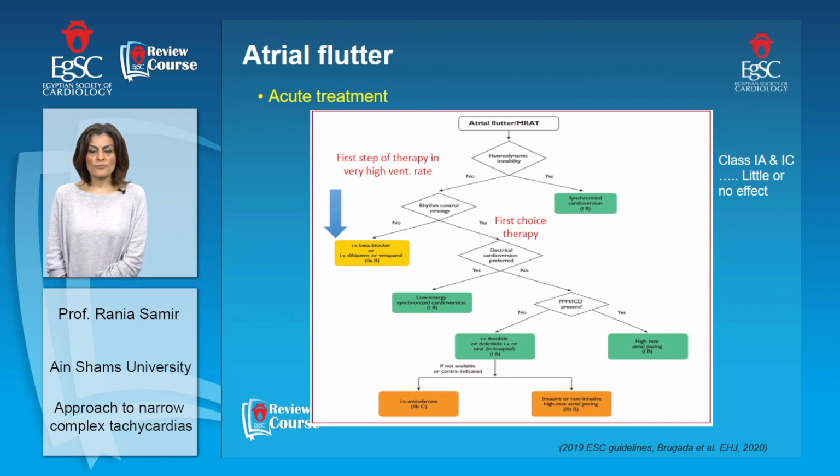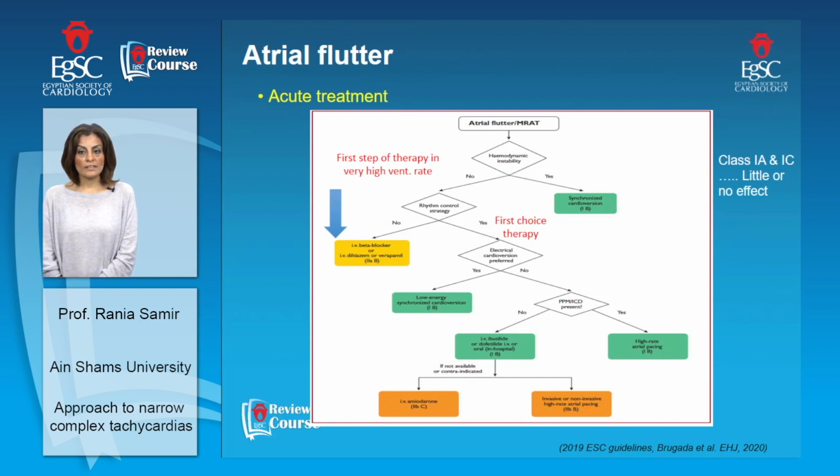If electrical cardioversion is not desirable or not feasible, and if the patient has a pacemaker or ICD in, you can use high rate atrial pacing, or even a shock from the device can cardiovert the patient. But if the patient doesn't have a pacemaker and electrical cardioversion is not feasible or desirable, you can use drugs, but they are less effective than cardioversion, like intravenous ibutilide or intravenous or oral dofetilide in hospital.